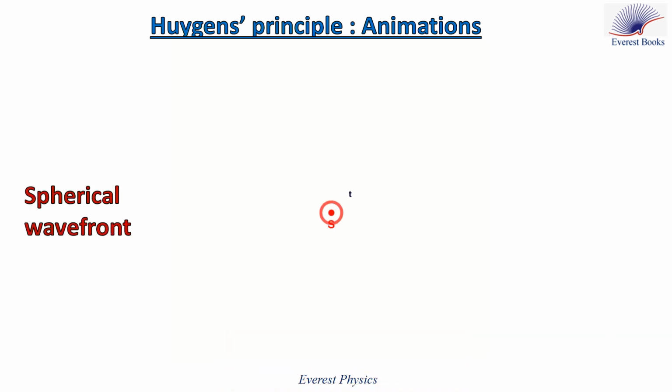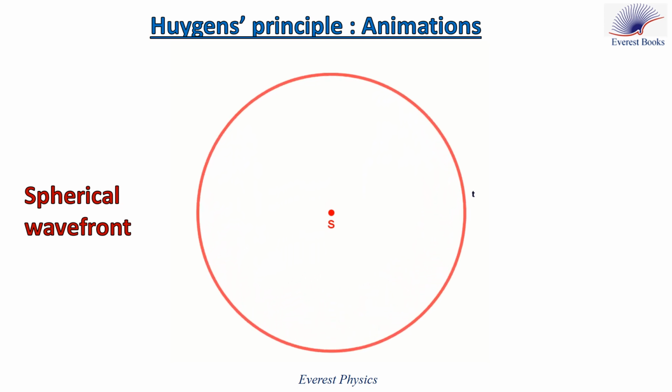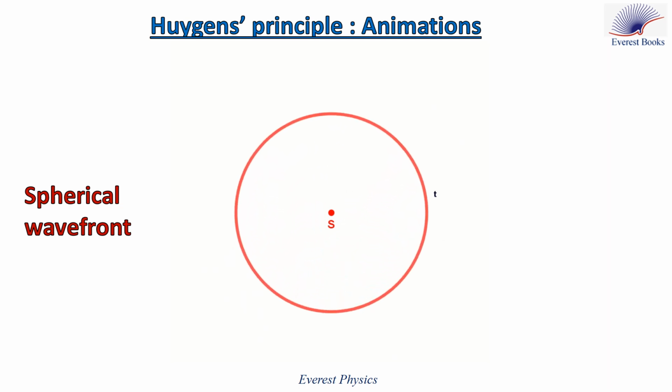In the first animation, a point source S completes one oscillation. Then a spherical wavefront moves through free space. As you see, the radius of the spherical wavefront increases with time. Now we repeat again the motion of the wavefront. The figure shows the wavefront at an instant t. Let W1 be the wavefront at an instant t1, where t1 is less than t.